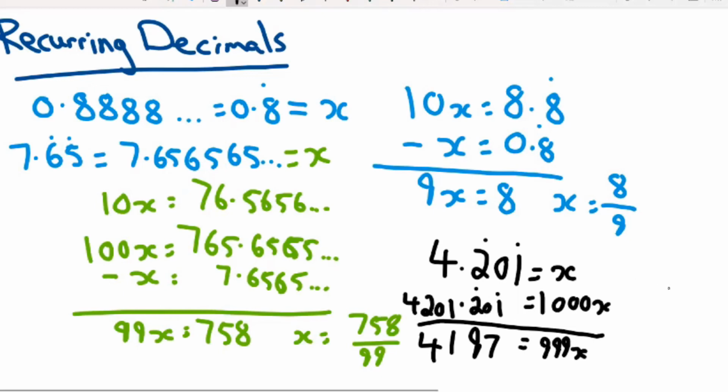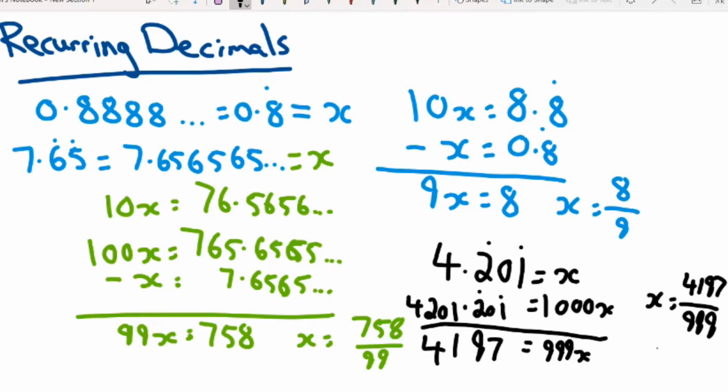This leaves us then with x being 4,197 divided by 999. Simplify, maybe the question asks you to do so. You could also say it is 1,399 over 333.